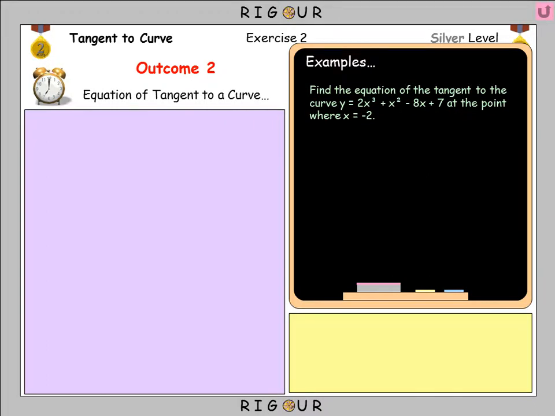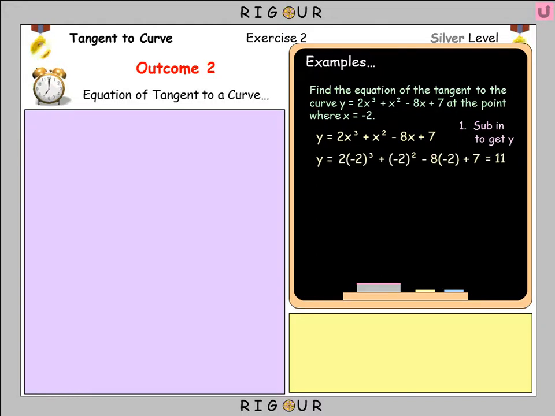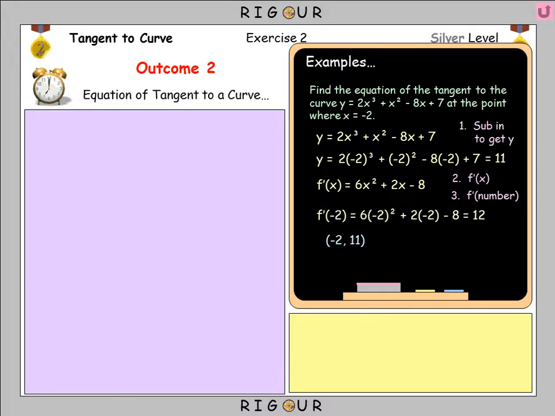4 key steps. So number 1, we're going to sub in to get y. So subbing x equals minus 2 into our curve gives us an answer of 11. And this gives us the point minus 2, 11, which we're going to use to find the equation later. So from bronze level, step number 2, f dash x, gives us 6x squared plus 2x minus 8. And after f dash x, we find f dash number. So this time subbing the minus 2 into the differentiated function, and this gives us an answer of 12.